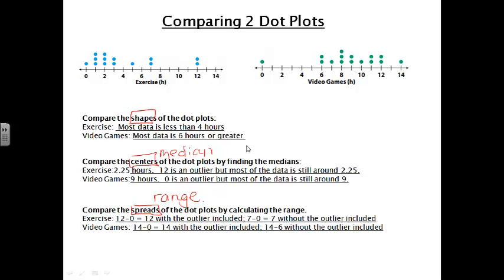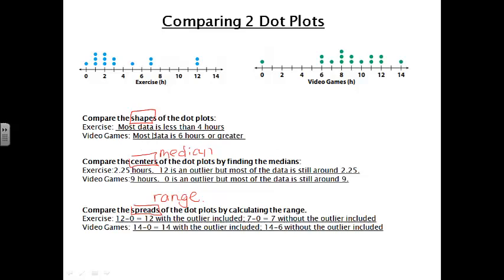Okay, alrighty, so comparing the shapes. Exercise: most data is less than 4 hours. Video games: most data is 6 hours or greater. Do you see how they have their data on different sides? Now, compare the centers of the dot plots by finding the medians.